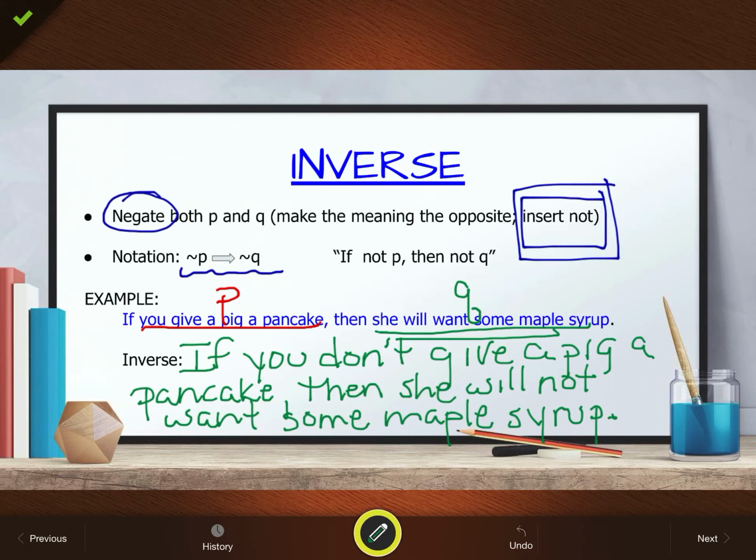We're not going to get hung up on you said will not, she said won't. They both mean the same thing. So the inverse is negate. If you don't give a pig a pancake, then she will not want some maple syrup. Again, your keyword, because I'm about keywords and mnemonics and ways to make things easy to remember. Most people just say the keyword is not. Some people like to say I use negate as my keyword. Okay, and remember, negate means make the meaning opposite.